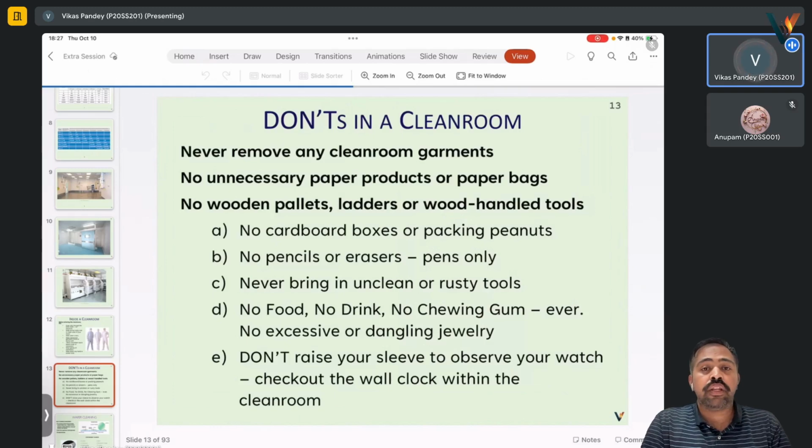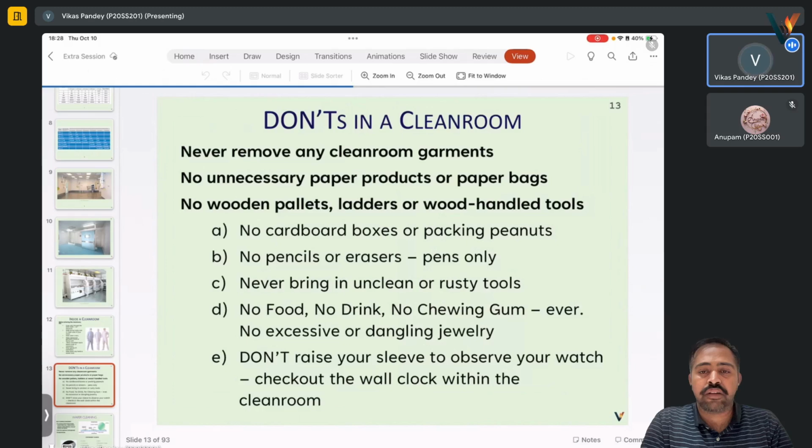What not to do in a clean room? The clean room garments should not be removed inside the clean room. No unnecessary paper products or paper bags should be brought inside the clean room since they will contain dust. No wooden pallets, ladder or wood handled products. No cardboard box or peanuts, no pencil, eraser. Only pens are allowed since pencil and eraser can have dust particles. No unclean or rusty tools are to be brought inside.